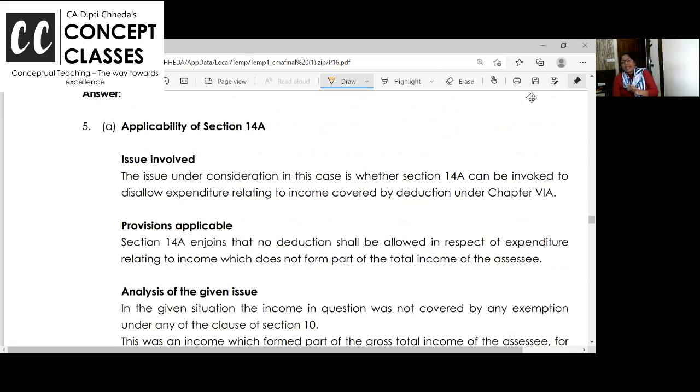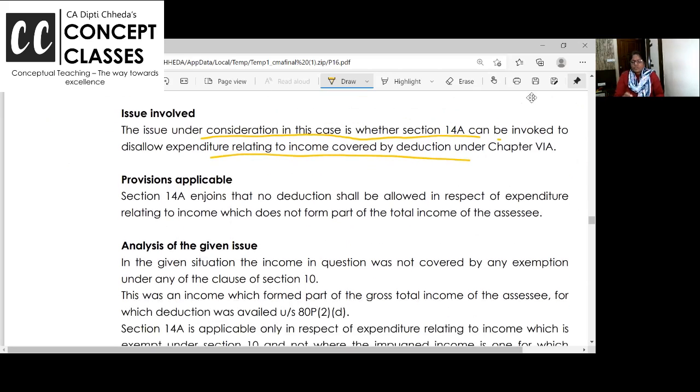So AO is not correct in disallowing the expense. You are allowed to claim the expenses. The issue under consideration is whether 14A can be invoked or not. So what is the provision? See, the case is, can you invoke 14A for chapter 6A deductions? Conclusion is no. 14A can be invoked only for exempt income, not for chapter 6A deductions.